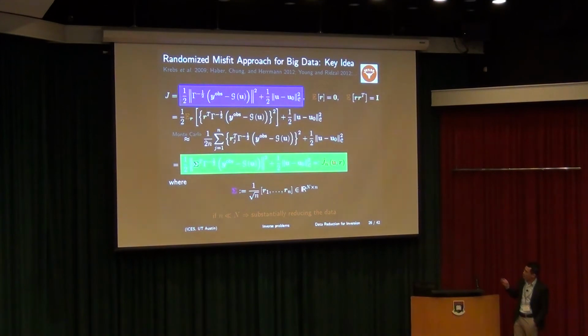You don't do anything with the prior because you care about the data. If I rewrite this, I put all the little n random samples into columns of a matrix. This matrix has dimension capital N by little n. So if little n is much less than capital N, I have reduced the data.